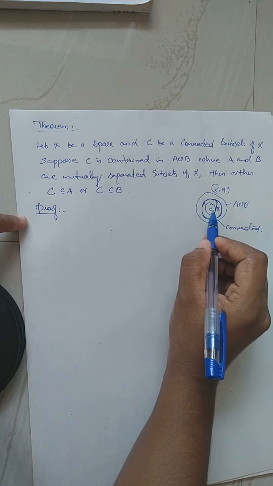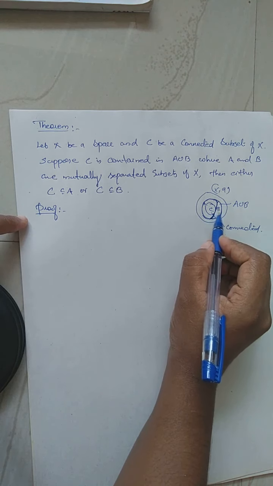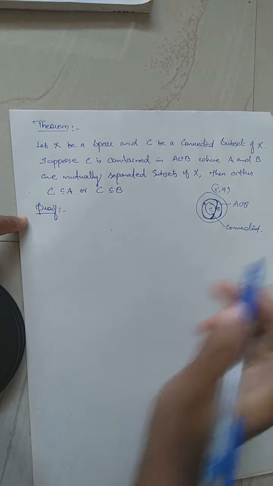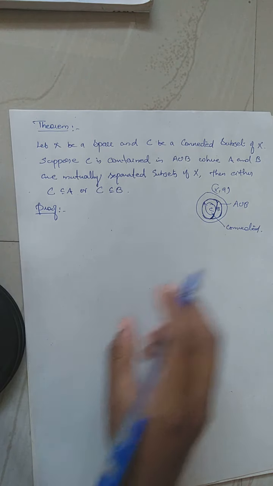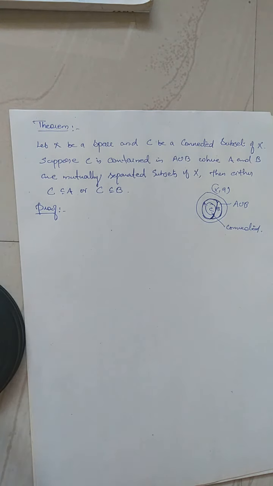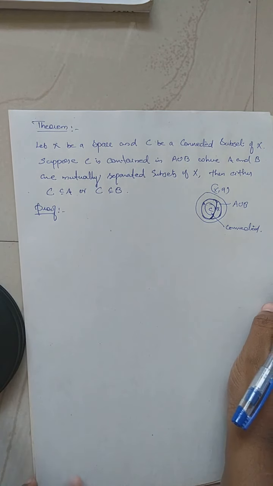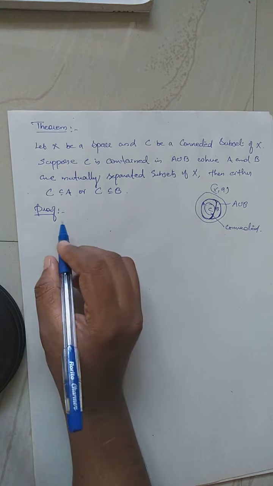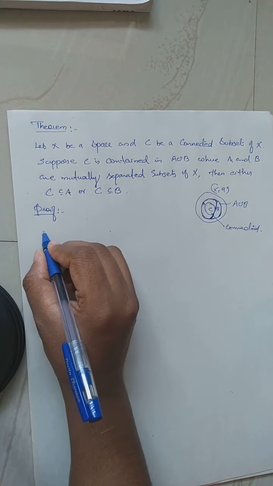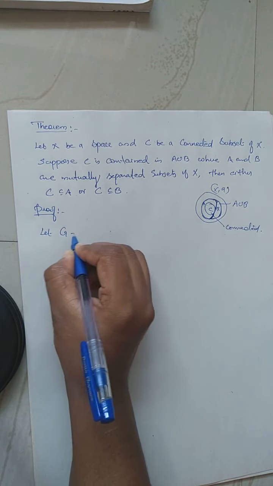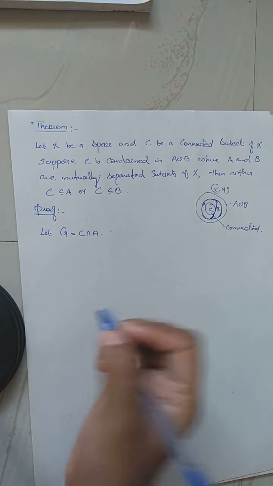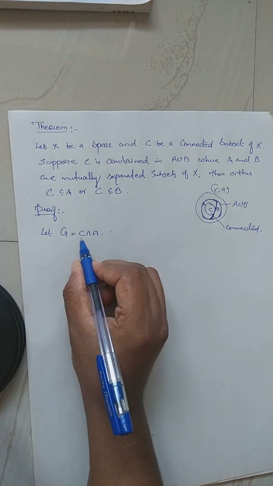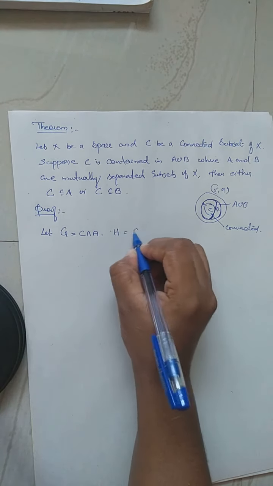In this picture, I have drawn that C is contained in A. This is what we need to prove. This is very important also. How can you prove this theorem? For proving this, I'll let G equal C intersection A, and H equal C intersection B.